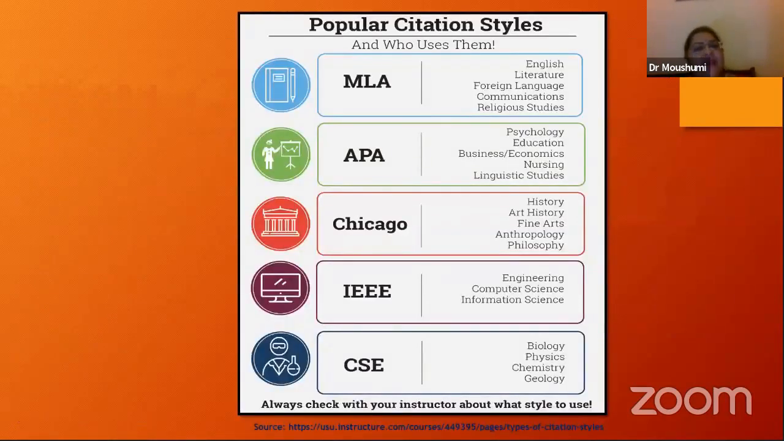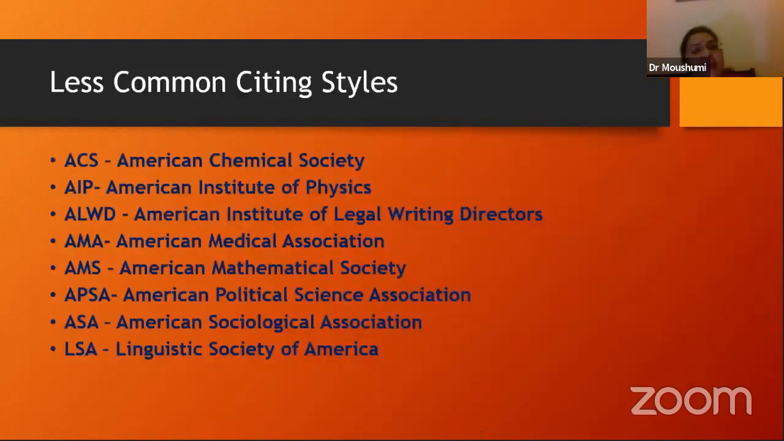So we see very common styles of citation are MLA, APA, Chicago. Even IEEE is a very common style for engineering and computer science students. And CAC is mainly for sciences like biology, physics, chemistry, and geology. Although these are very common styles and we use them according to the discipline we are in, there are many citations which are less common.